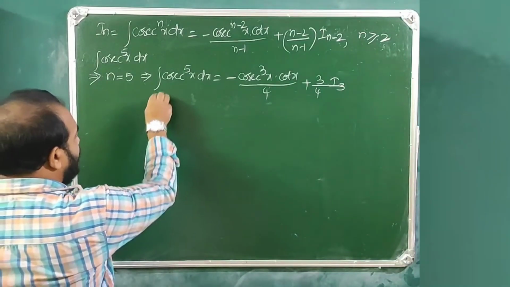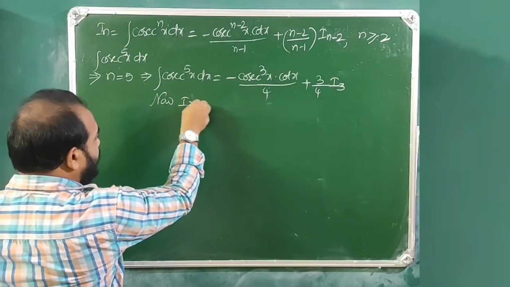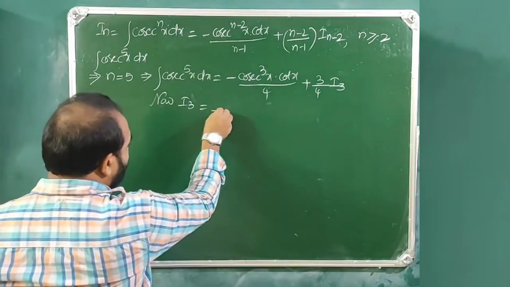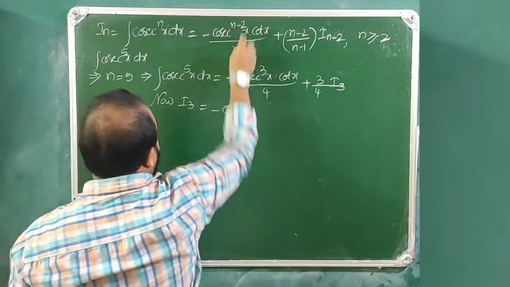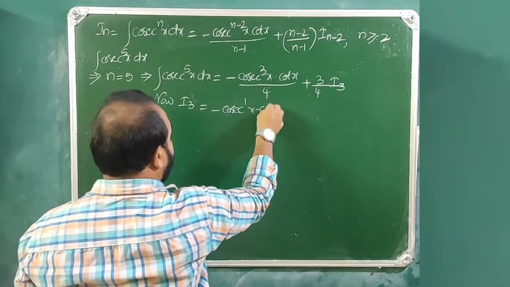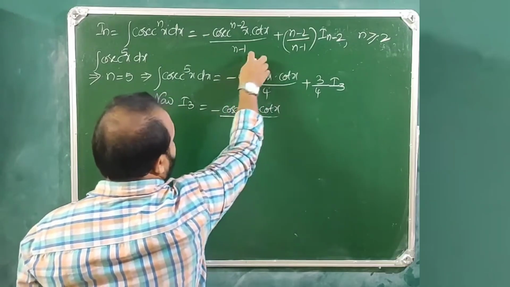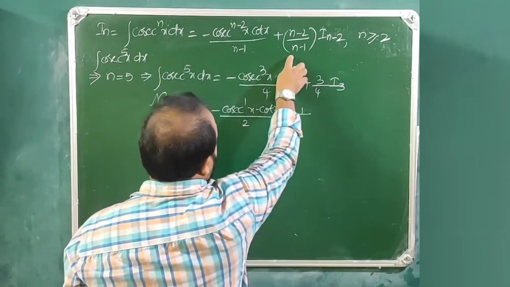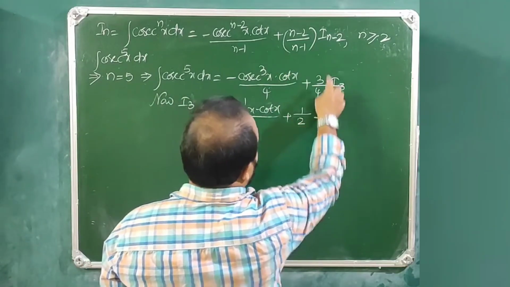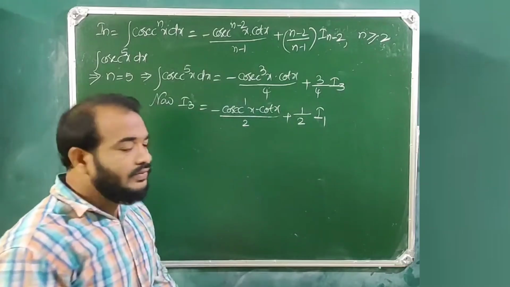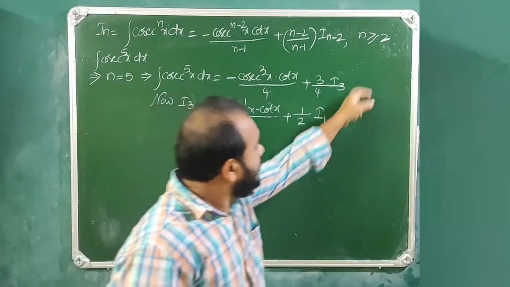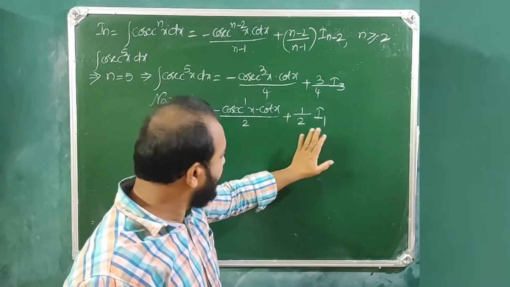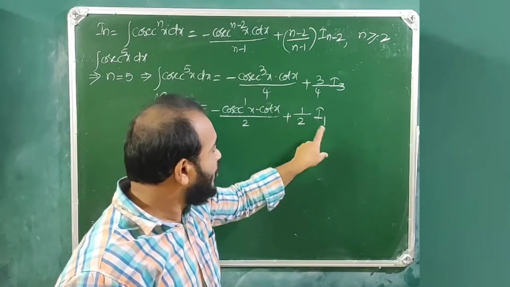So now I3 is equal to, with n equals 3, you substitute here: minus cosecant power (3-2), so 1x, into cot x by 3 minus 1, which is 2, plus 3 minus 2, which is 1, by 3 minus 1, which is 2, into I1. See, 1 is not greater than 2. Therefore, we shall not use the reduction formula to evaluate I1.